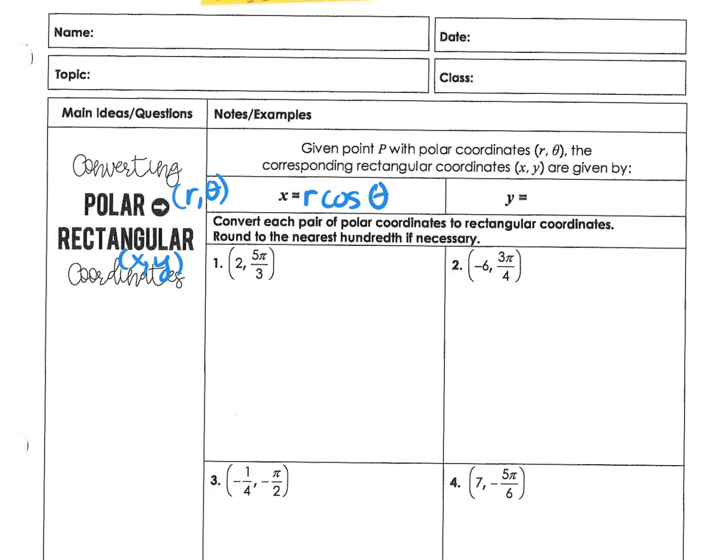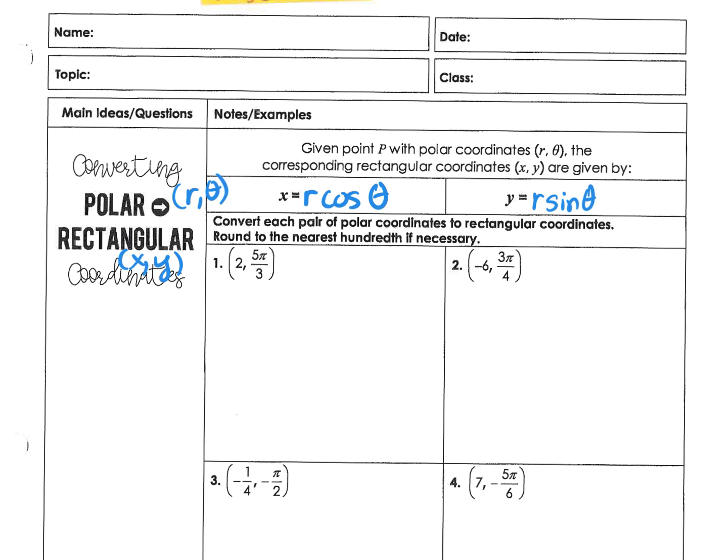What do we know about y? What should the formula for y be? Sine. Okay, so what should be in front of sine? Remember we did r cosine for x, so now we need to do r sine for y. We got to tell how far to go out too.